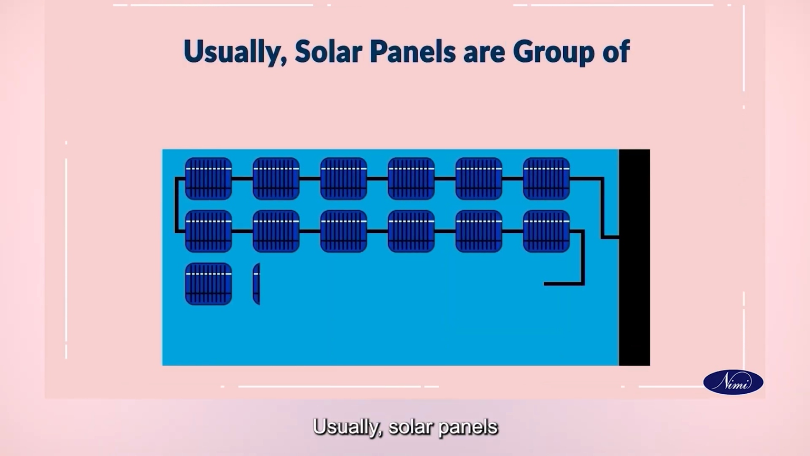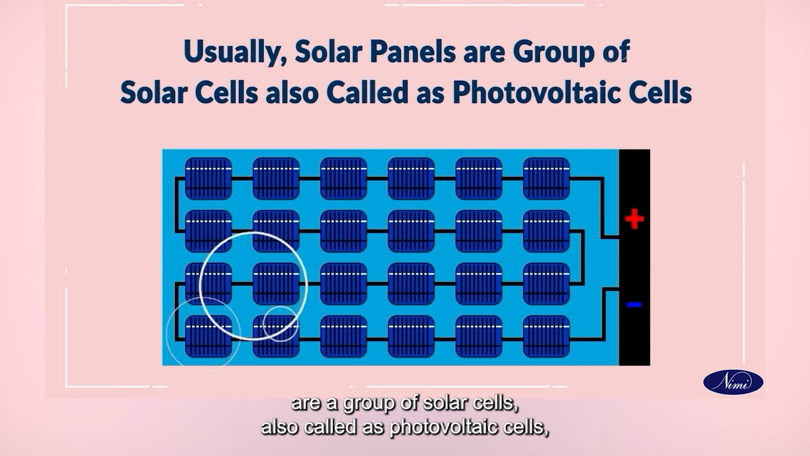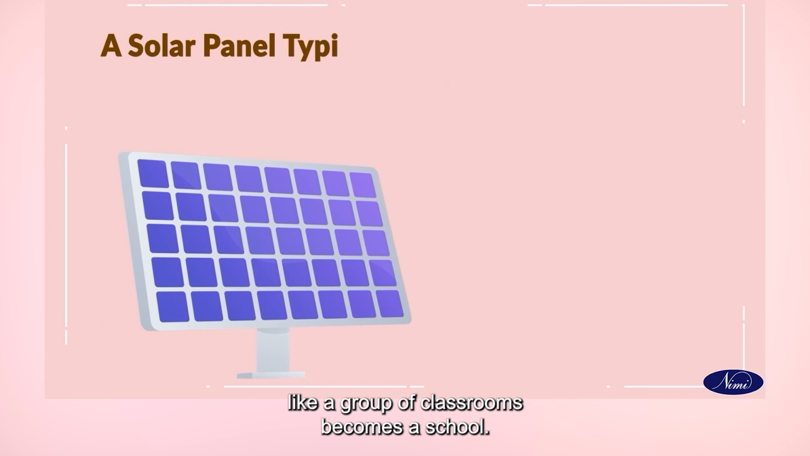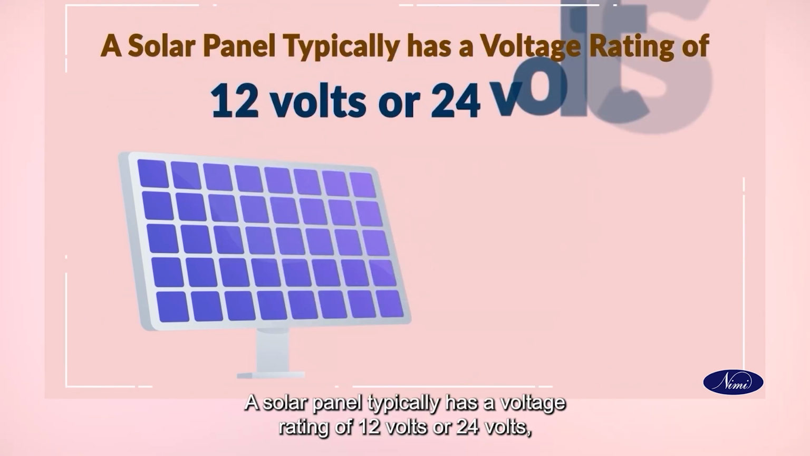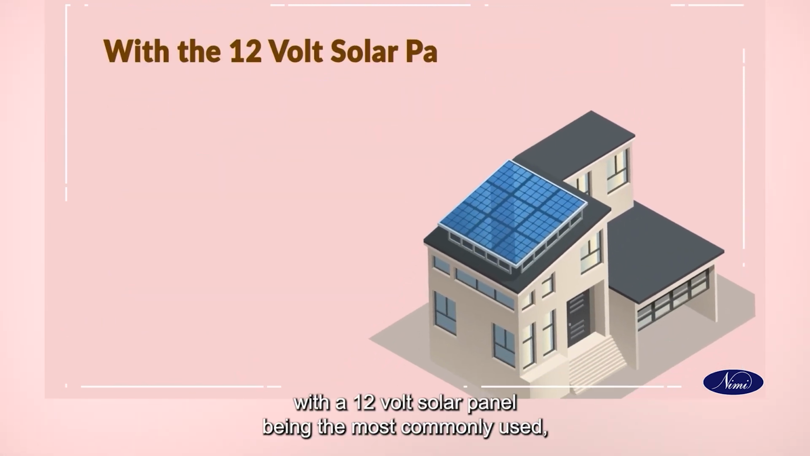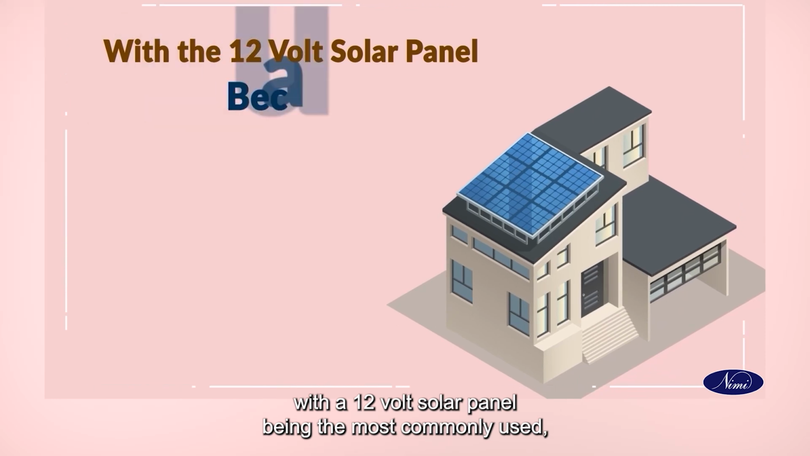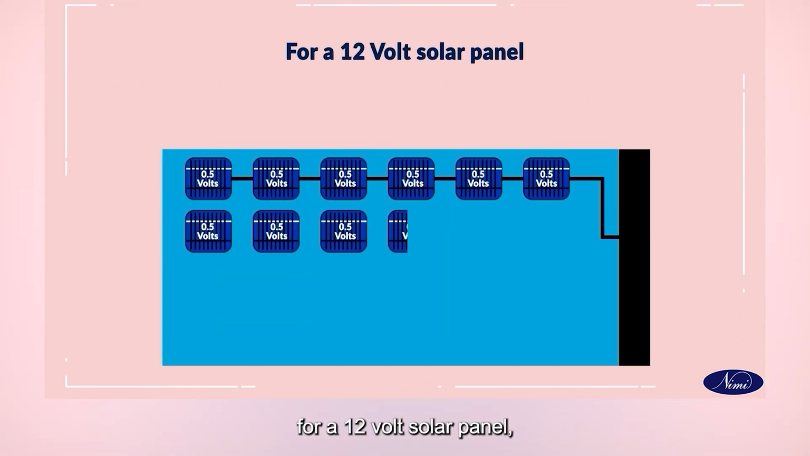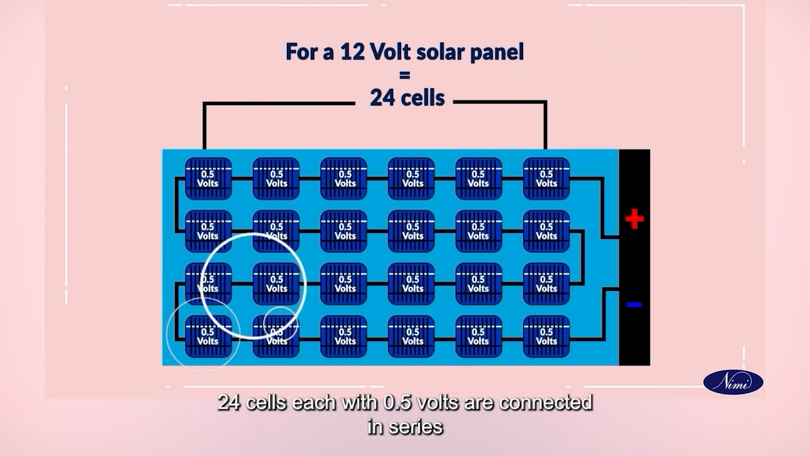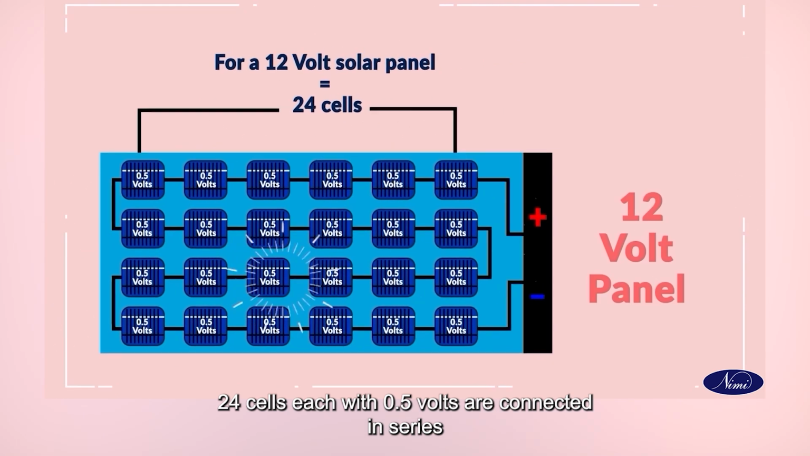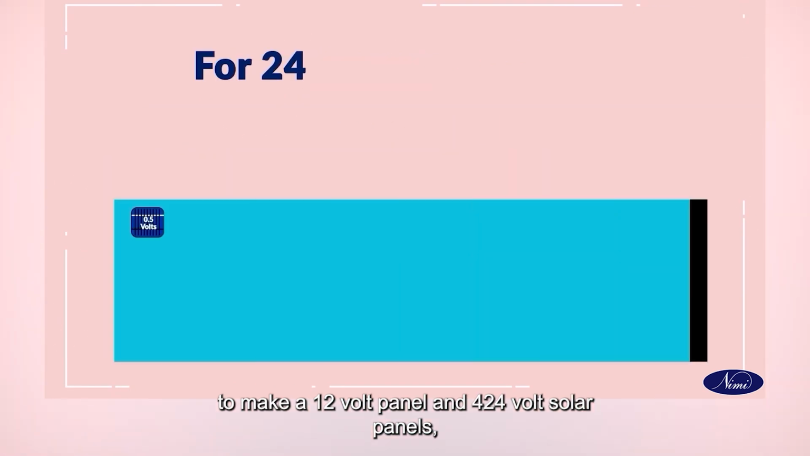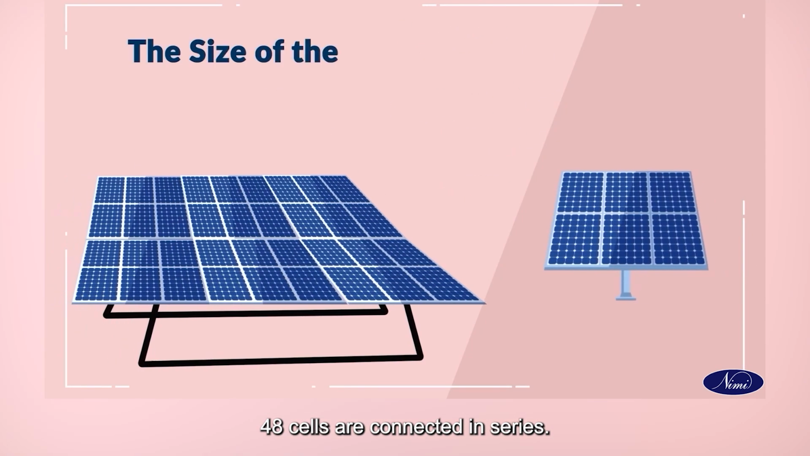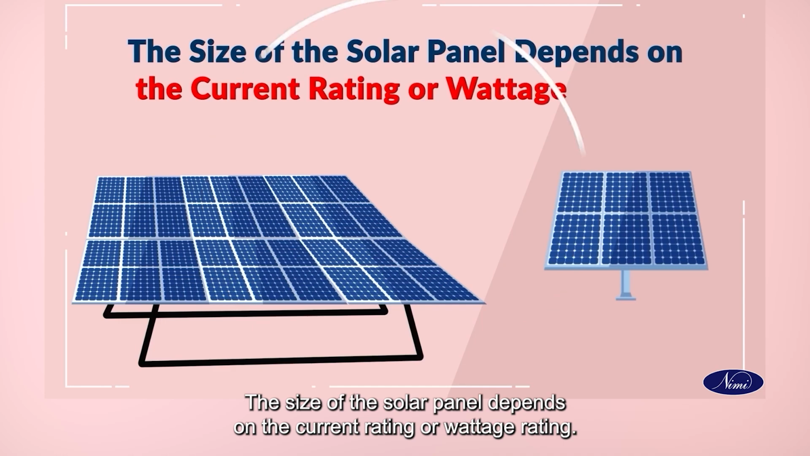Usually, solar panels are a group of solar cells, also called photovoltaic cells, like a group of classrooms becomes a school. A solar panel typically has a voltage rating of 12 volts or 24 volts, with the 12-volt solar panel being the most commonly used because the most commonly used battery is 12 volts. For a 12-volt solar panel, 24 cells each with 0.5 volts are connected in series to make a 12-volt panel, and for 24-volt solar panels, 48 cells are connected in series. The size of the solar panel depends on the current rating or wattage rating.